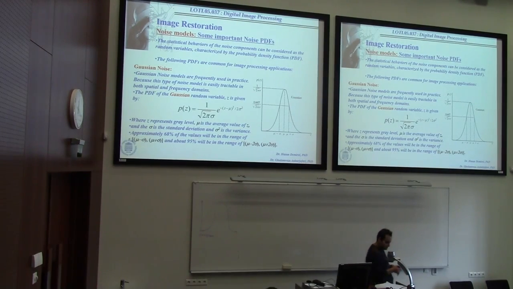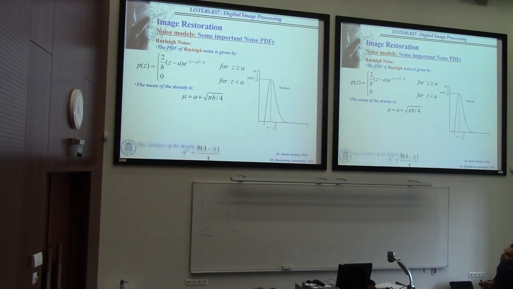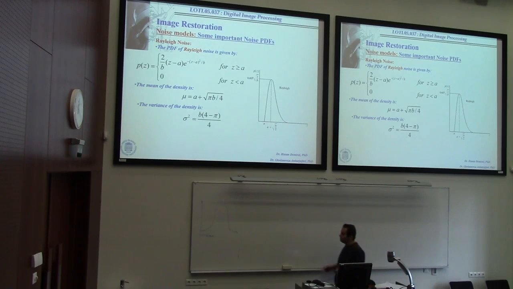Next noise function that we want to talk about, this is wavelength noise. This is the function that you can find this noise in your image, and also you can easily find the mean, that we call mu, and variance of the function or variance of the noise by this equation. And also we have a PDF of the wavelength noise here that is like this.